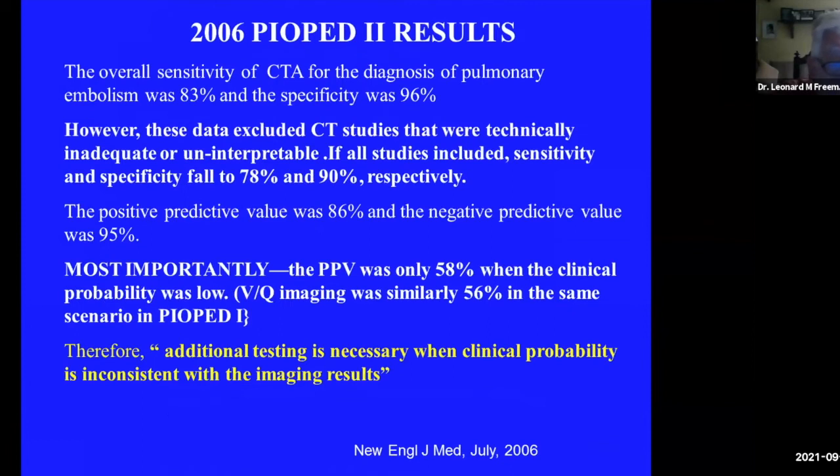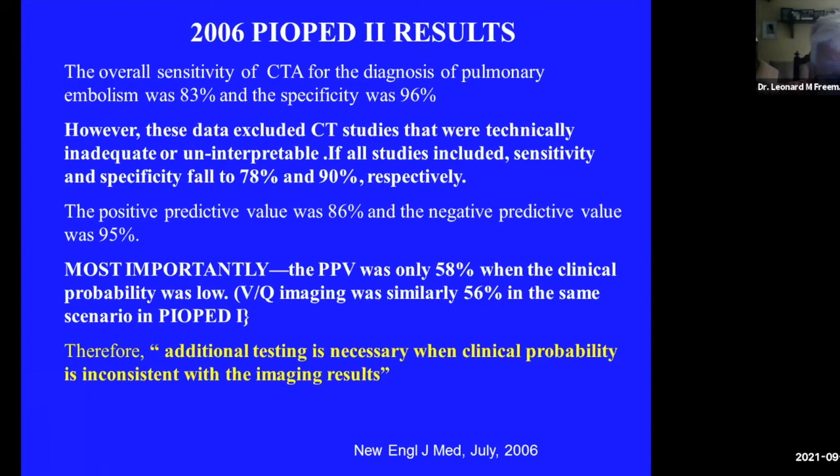And this surprised everyone because the overall sensitivity of a CT angiogram in diagnosing pulmonary embolism was only 83%. You know, people think of CT angiography as 100%, close to it. It was 83%. And that took out studies that were technically inadequate or uninterpretable. So, you know, if they only saw the first or second branching or whatever. So if you put these back in, the sensitivity fell to 78%.